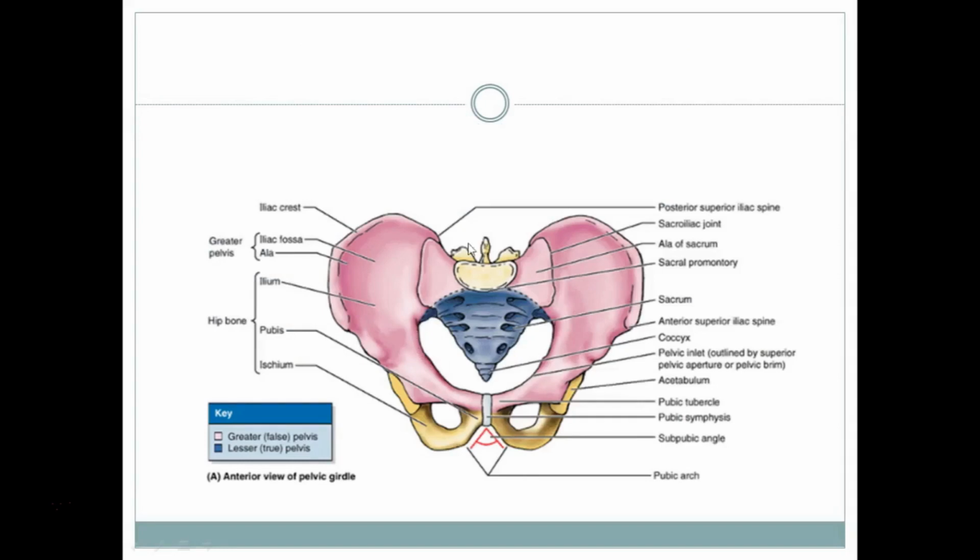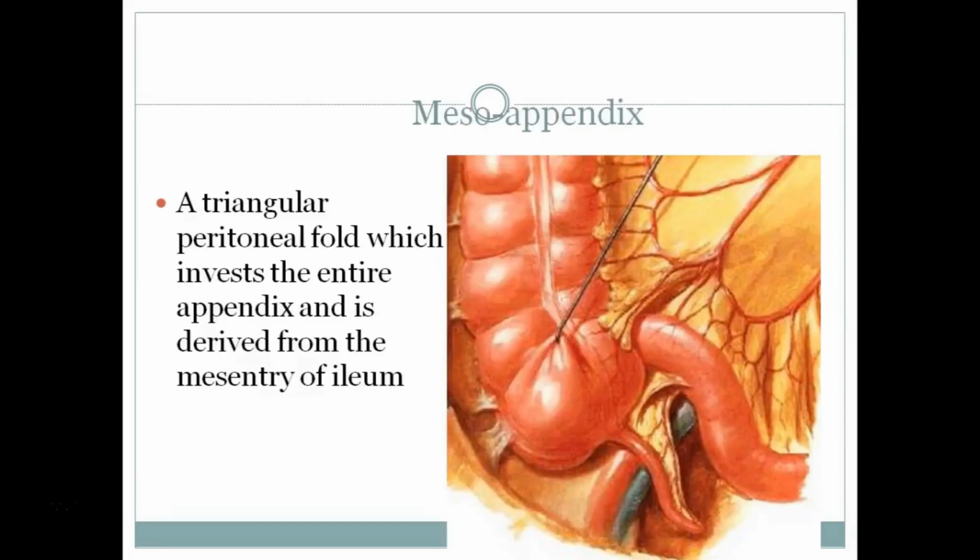So this is the lesser pelvis. If it is directed to the pelvic position, this is the promontory of the sacrum. Here you can make out the promontory of the sacrum, where we have positioning towards 3 o'clock. So here is the pelvic position. And the mesoappendix is a peritoneal fold which is triangular in shape. It is going to invest the entire appendix, and it is derived from the mesentery of the ileum, which you can make out here, triangular in shape.